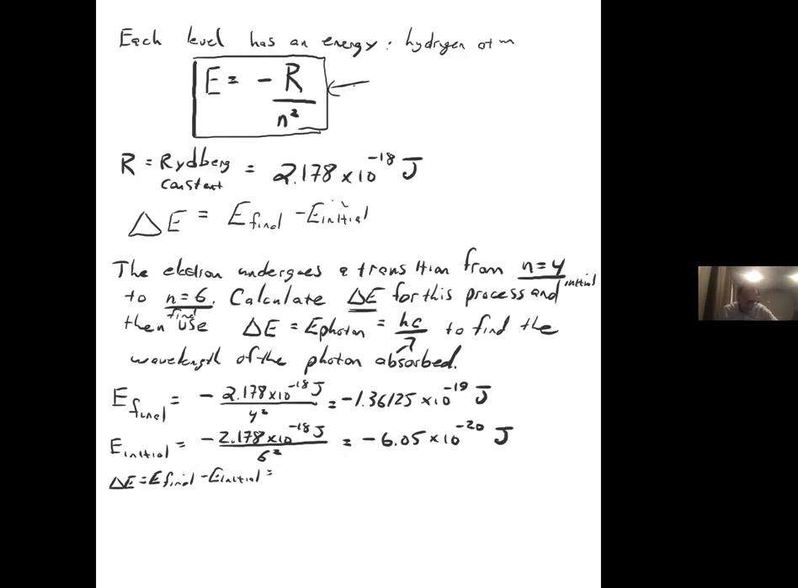Okay, now I can do delta E. So delta E is going to be E final minus E initial. So minus 1.36125 times 10 to the minus 19 joules minus 6.05 times 10 to the minus 20 joules. Now, if it helps you, you can recall that subtracting a negative number is the same as adding a positive. So you could simplify this a little bit and make it plus 6.05 times 10 to the minus 20 joules.